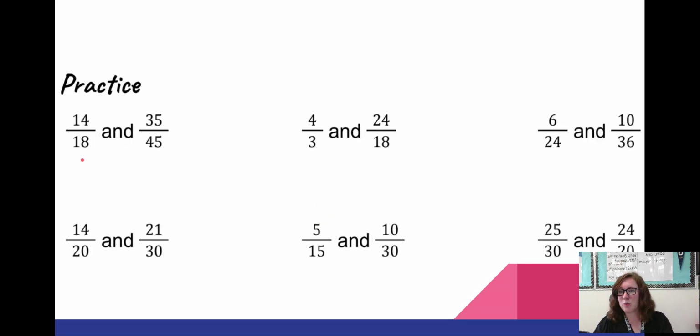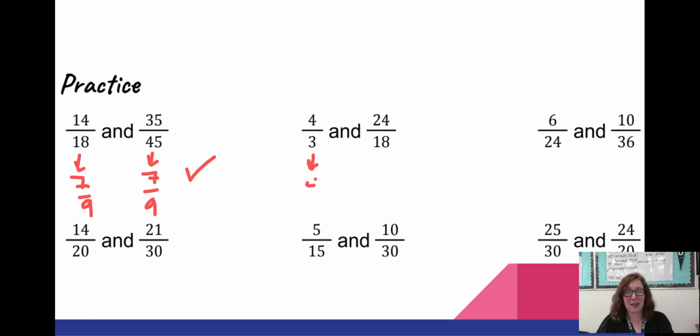So now we can practice. We can simplify each of these fractions and then decide if yes or no they simplify to the same thing, and if it's a yes, they are proportional. So 14 over 18 simplifies to 7 over 9. 35 over 45 simplifies to 7 over 9. So they are proportional, and the constant of proportionality is 7 over 9.